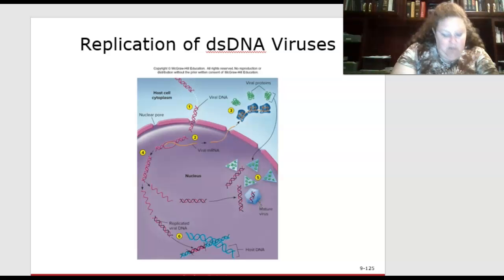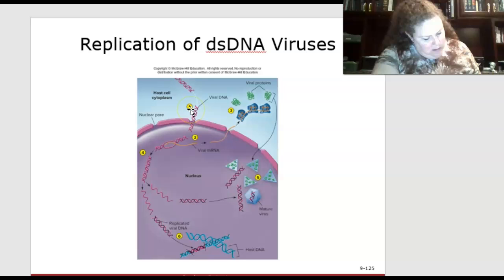And so this one is going to be figure 9.30, and this is the general stages in the multiplication of double-stranded DNA viruses. And this is where up here in 1, the virus penetrates the host cell and it releases the DNA, which enters the nucleus, and then it's going to be transcribed by the host cell into the mRNA. And then here, the viral mRNA leaves the nucleus and is translated into the structural proteins, and these proteins are then transported into the nucleus.